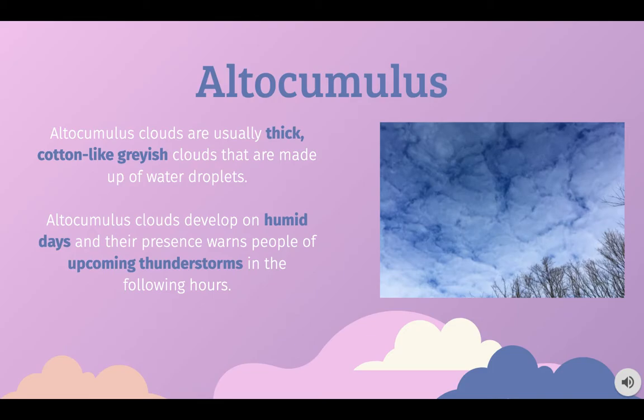What are Altocumulus clouds? Altocumulus clouds are usually thick, cotton-like grayish clouds that are made up of water droplets. Altocumulus clouds develop on humid days, and their presence usually warns people of upcoming thunderstorms in the following hours.